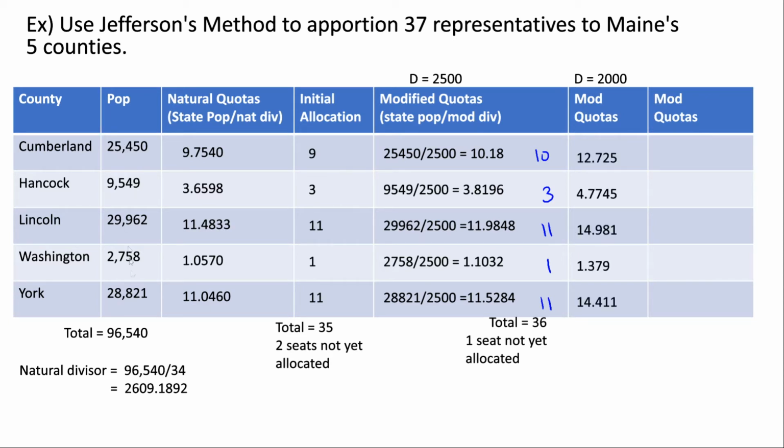So we take each state population, divide it by 2,000, and these are the modified quotas we get. Now if we round everything down, we'll see if this adds up to the correct house size. So we have 12, 4, 14, 1, 14, and this adds up to 45, which is way too large. So this tells us that 2,000 is too small of a divisor and we need to try something bigger. So we'll try something between 2,500 and 2,000.